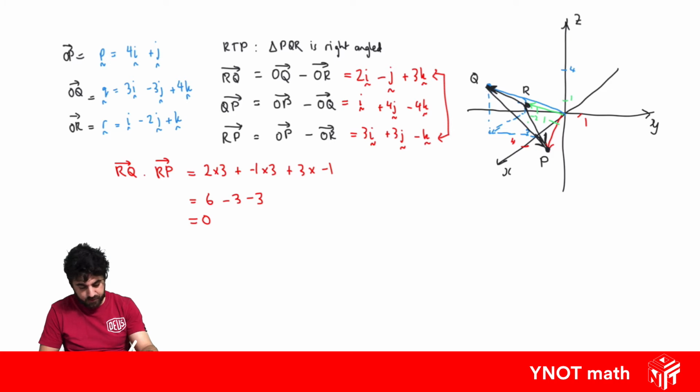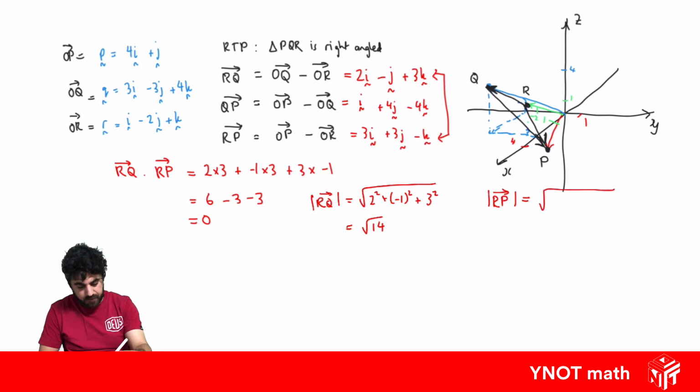So we need the magnitude of RQ and the magnitude of RP. The magnitude of RQ is just going to be the square root of 2 squared plus minus 1 squared plus 3 squared, which is going to be root 14. And the magnitude of RP is just going to be 3 squared plus 3 squared plus minus 1 squared, which is just going to be root 19.